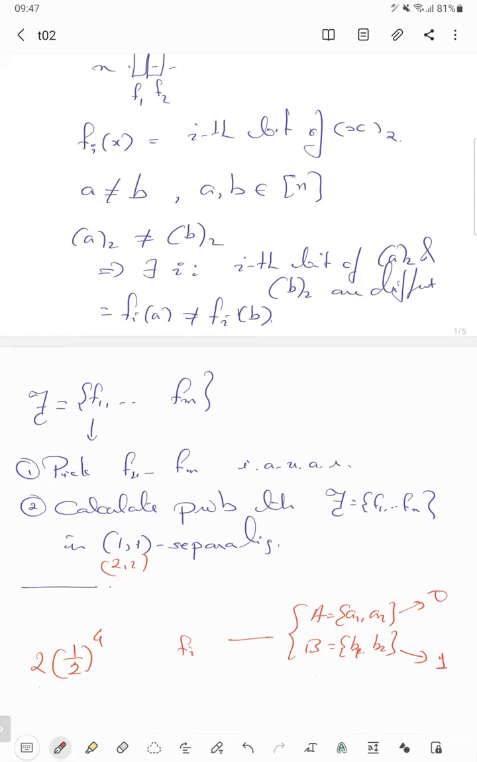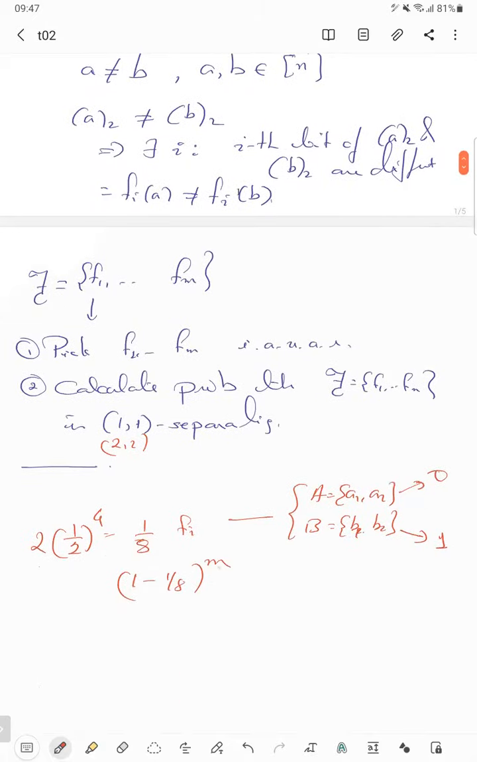So the good probability is equal to 1/8. So the bad probability is 1 minus 1/8. This is the probability that fi does not separate A and B. Now, since you have m fi's, the probability that none of them separates is this much. And now the last step would be the union bound, because if there is at least one pair of sets which is not separated, your family is not separating. So this union bound will have something like these many terms: n choose 2 choices for A and n minus 2 choose 2 choices for B. And this is what you want to show to be less than 1.